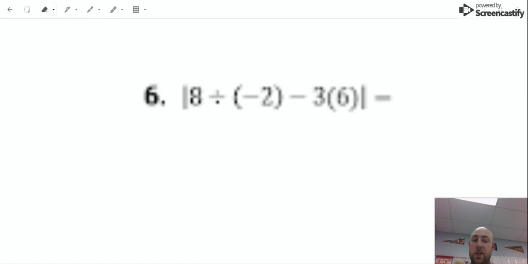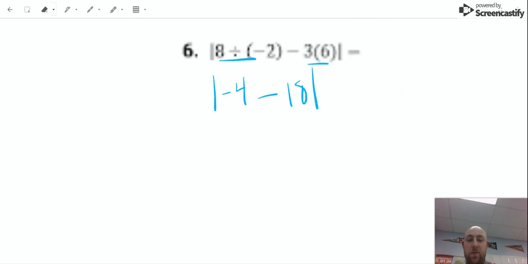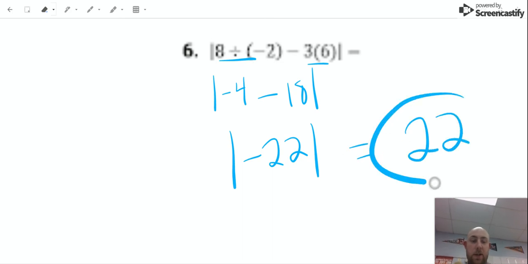All right, last one's here. Again, it's just order of operations. You treat the absolute value like it's parentheses. So you got to do everything in here first in the correct order of operations. So that says to do 8 divided by negative 2, which would give me the absolute value of negative 4 minus 3 times 6, which would be 18. So negative 4 minus 18 gives me negative 22, which then in turn gives me positive 22 as my answer.